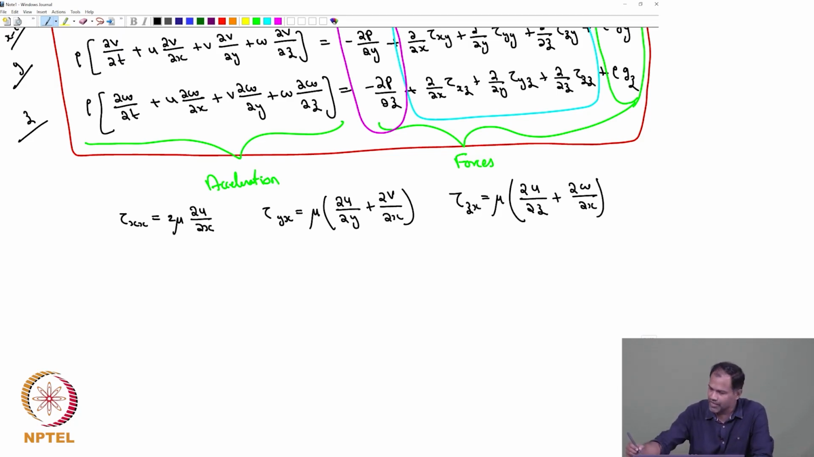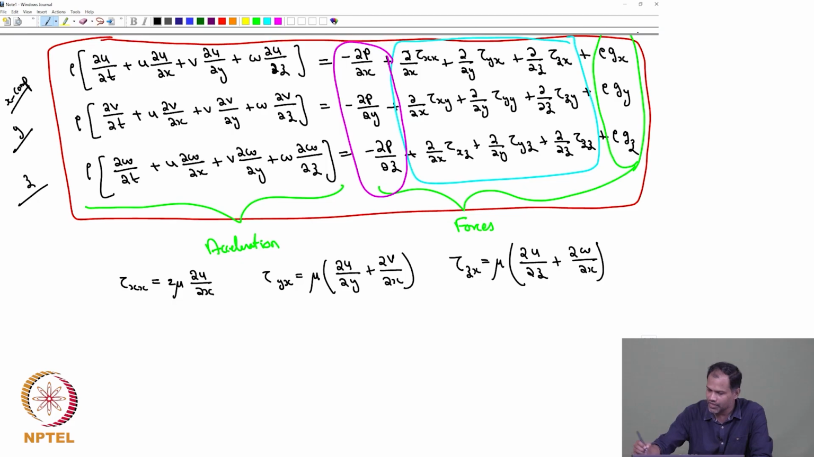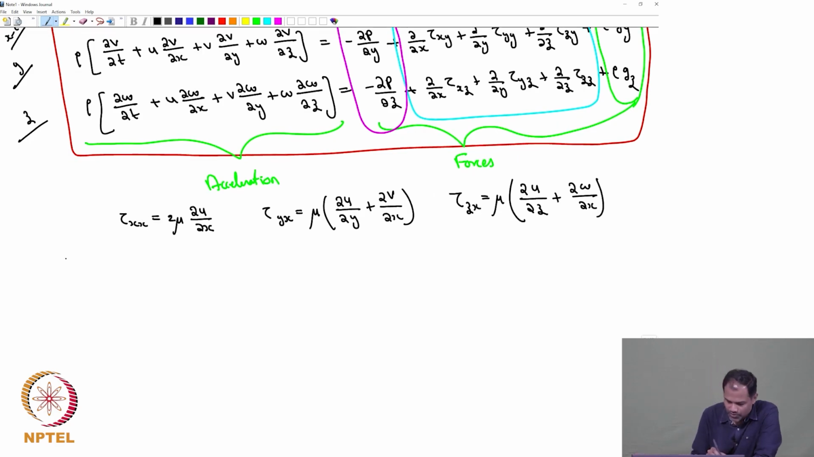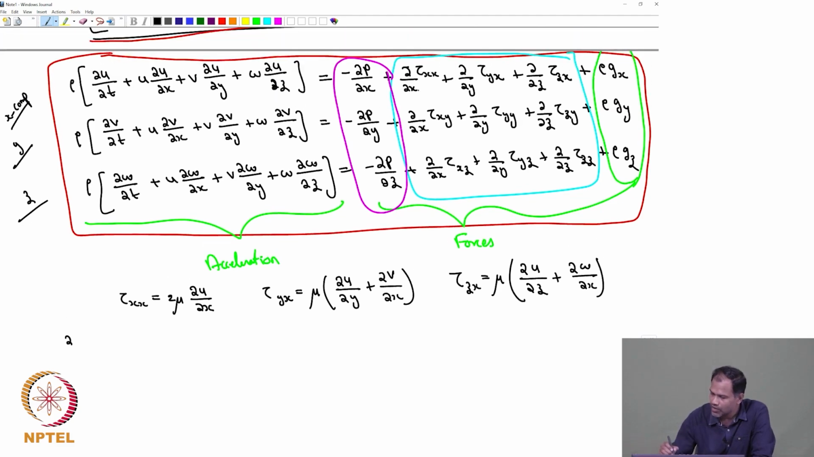So we can now calculate, for example, what ∂/∂x of tau xx is. Let us just take the right hand side of this, which let me represent like that. I am just going to take that and simplify.